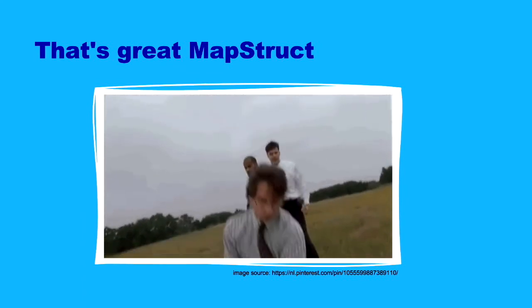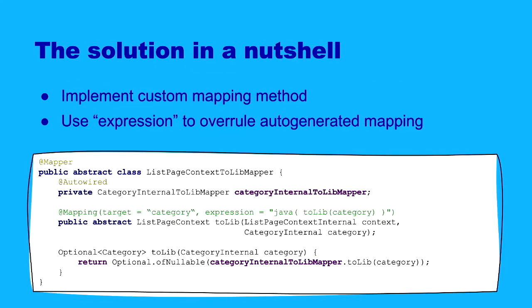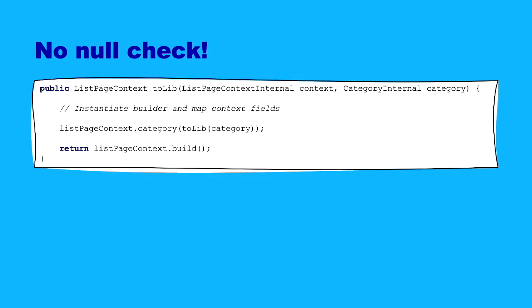Okay, let's see how we can fix it, because we did fix it. A full explanation of the solution is beyond the scope of this presentation. I did put the solution on the slides just for future reference. But in a nutshell, we had to implement again a custom mapping method. So we needed to help MapStruct a little bit on how it could map this particular case. And we had to use an expression to overrule the auto-generated mapping. And that's something to remember, folks, because an expression is really your friend. It's your last resort in any case where MapStruct gets lost and doesn't know how to map something.